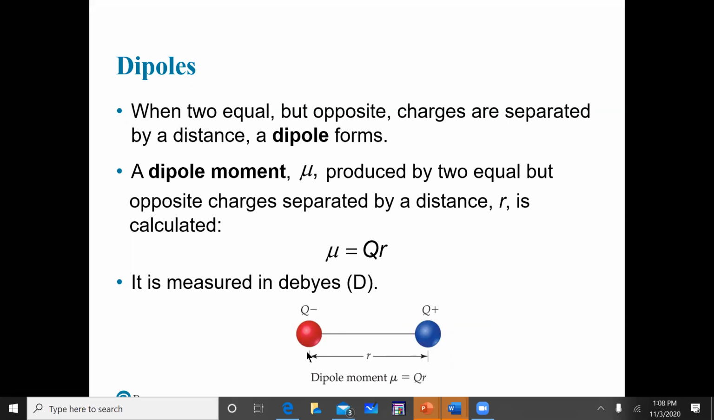So water does this. Water has a positive side and a negative side because of this asymmetry in the share of electrons. And so the negative side of one molecule will kind of stick to the positive side of another, and vice versa.